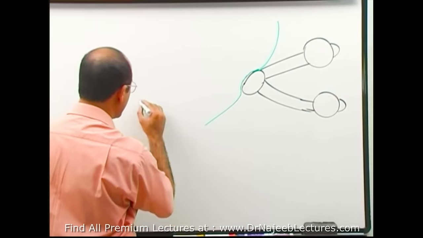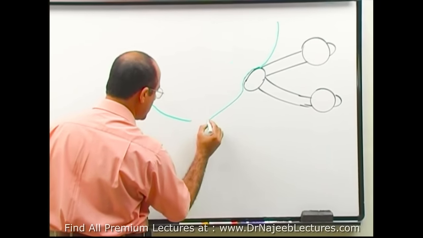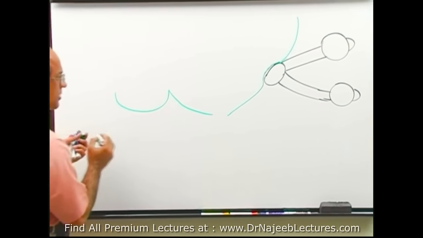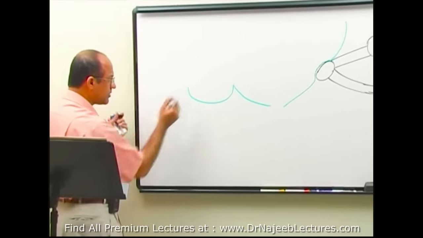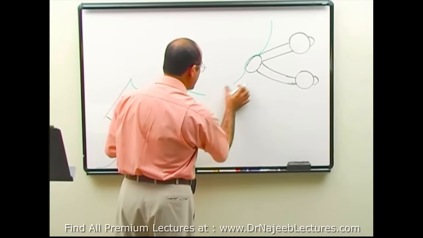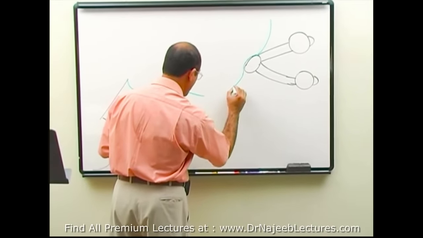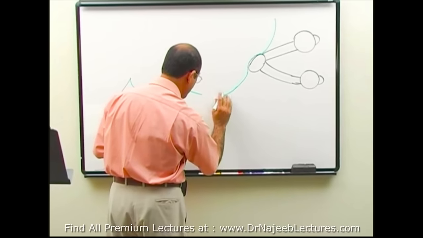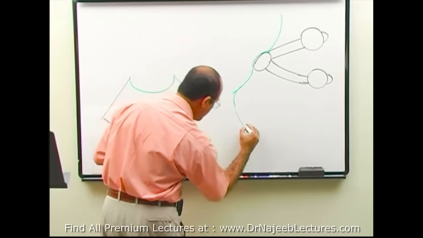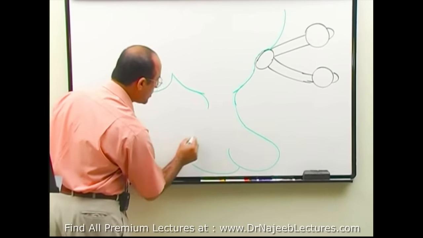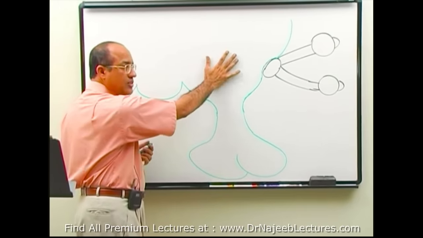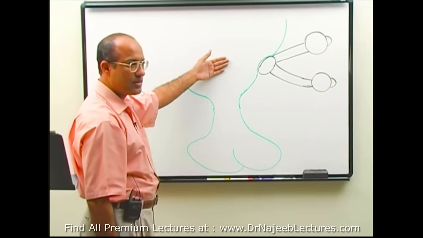What is this? Median? Yes. Tuber cinereum. And then here is the mammillary body. And here is midbrain and pons. And here, this is the infundibulum, and here is the anterior pituitary, and there is the posterior pituitary. Now I'm showing the medial side of the left hypothalamus, right?